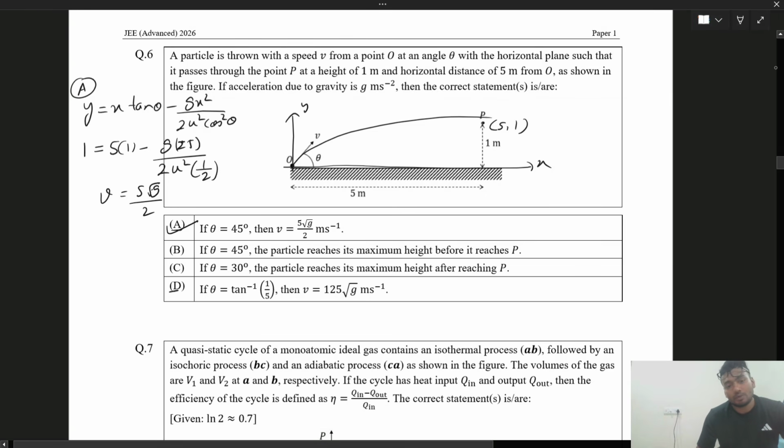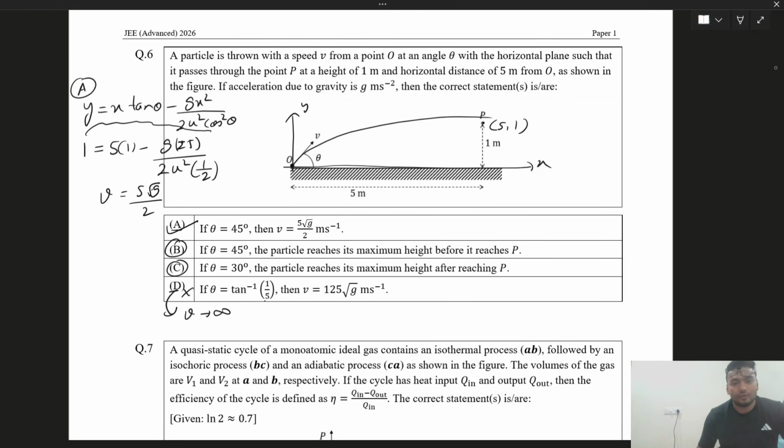But if I try to check option D, tan theta will become 1 by 5. I'm not putting it here, but if you directly put the values in this equation for D, then v you are going to get as infinity, because you are getting 1 minus 1, which is 0. So 1 by v becomes 0. So this is not the correct option.